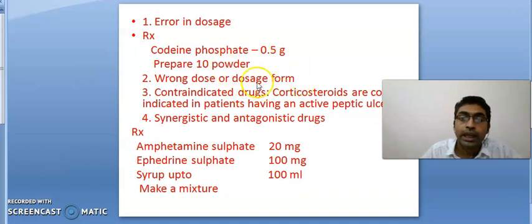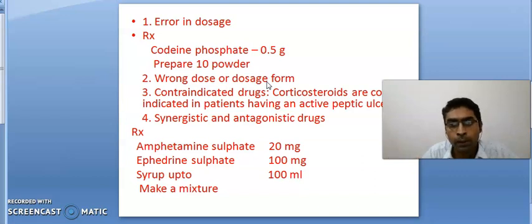Dosage form. The same drug is available in different dosage forms. Tablet form, the solid dose form, liquid form, injectable form. Suppose paracetamol. It is available in tablet form. It is available in the suspension form or syrup form. It is available in the injectable form. Now suppose a 2-year child is there. The doctor has written only paracetamol. He has forgotten to write the dosage form. Now, if the pharmacist is dispensing a tablet here, it is very difficult for the child to swallow the tablet.